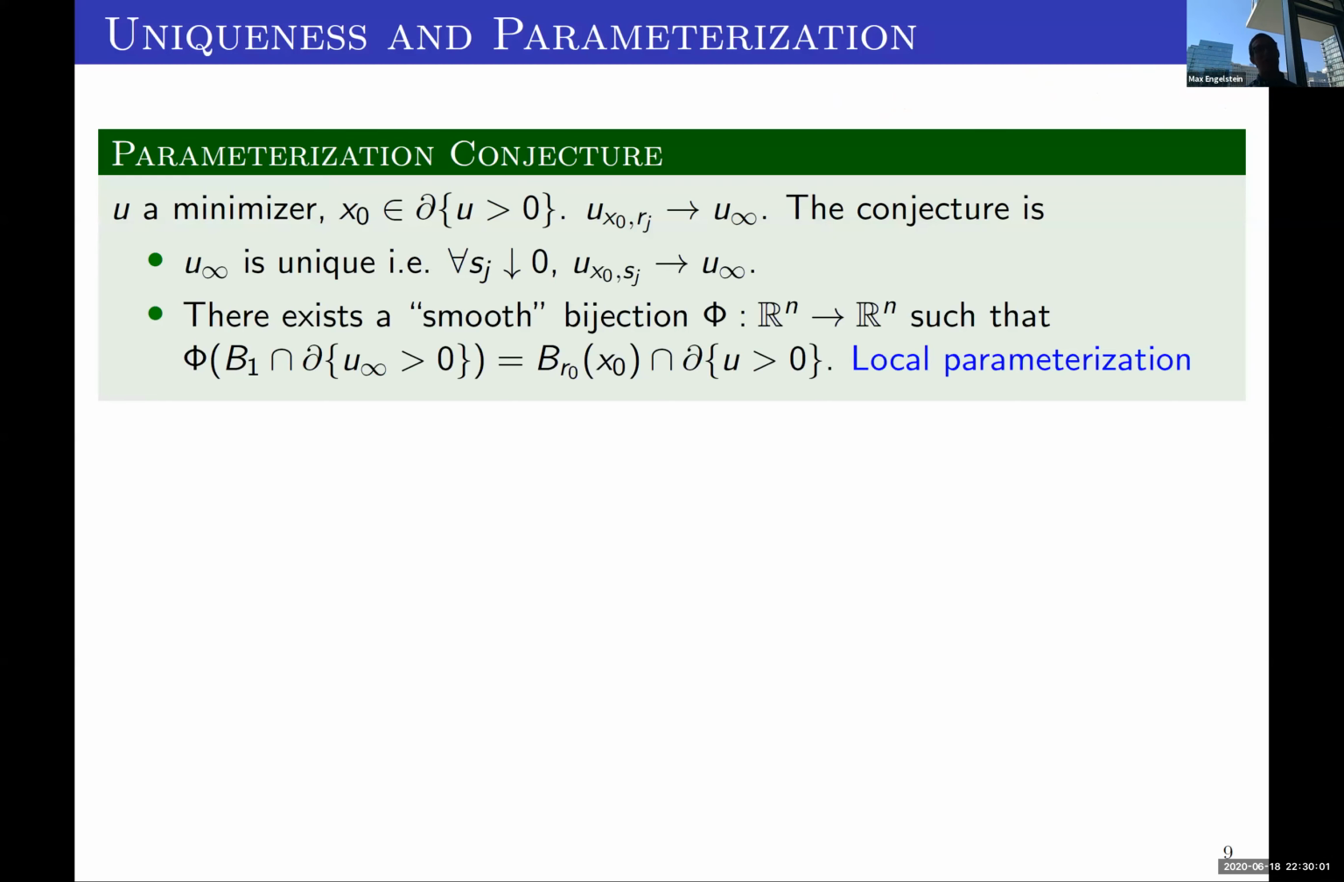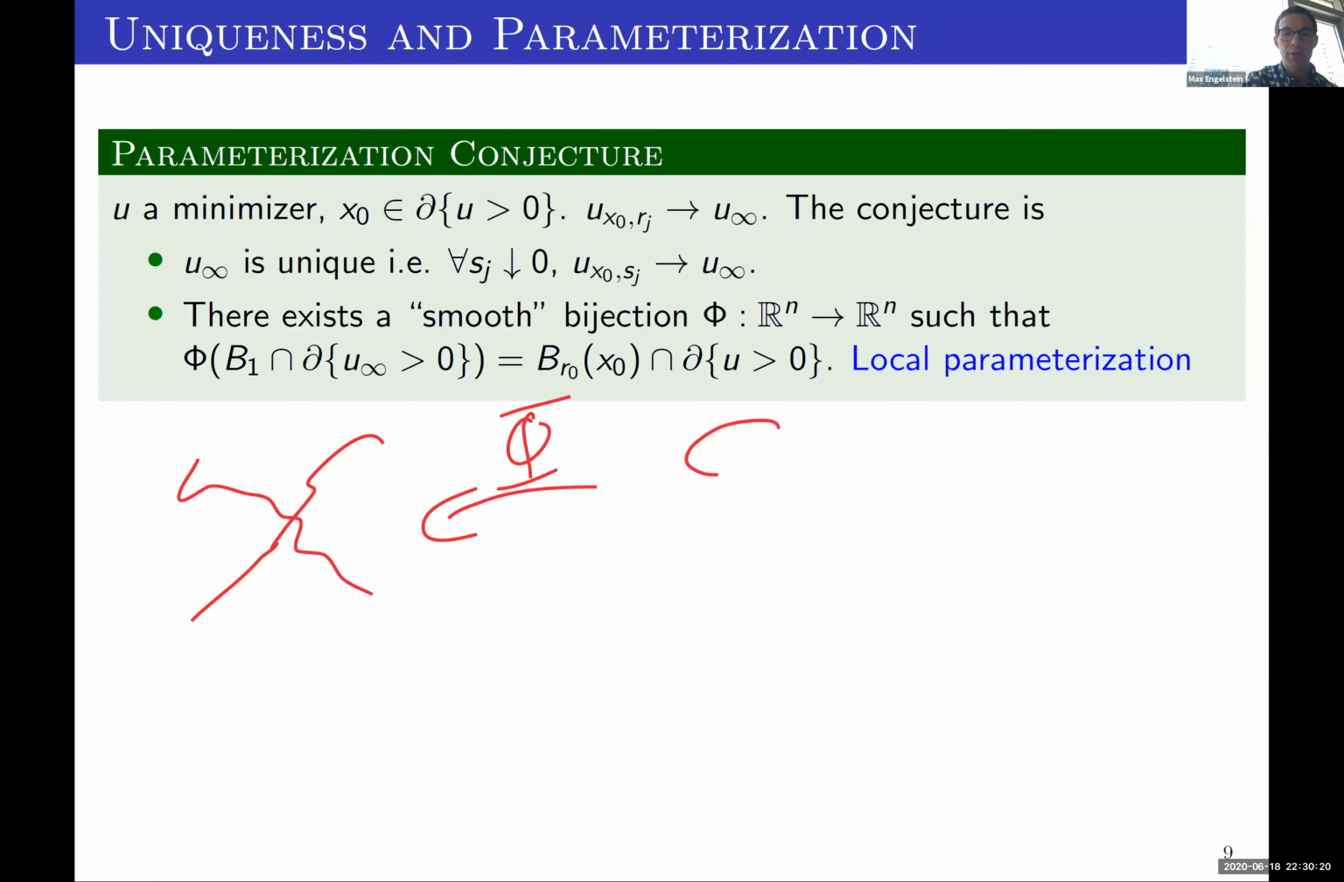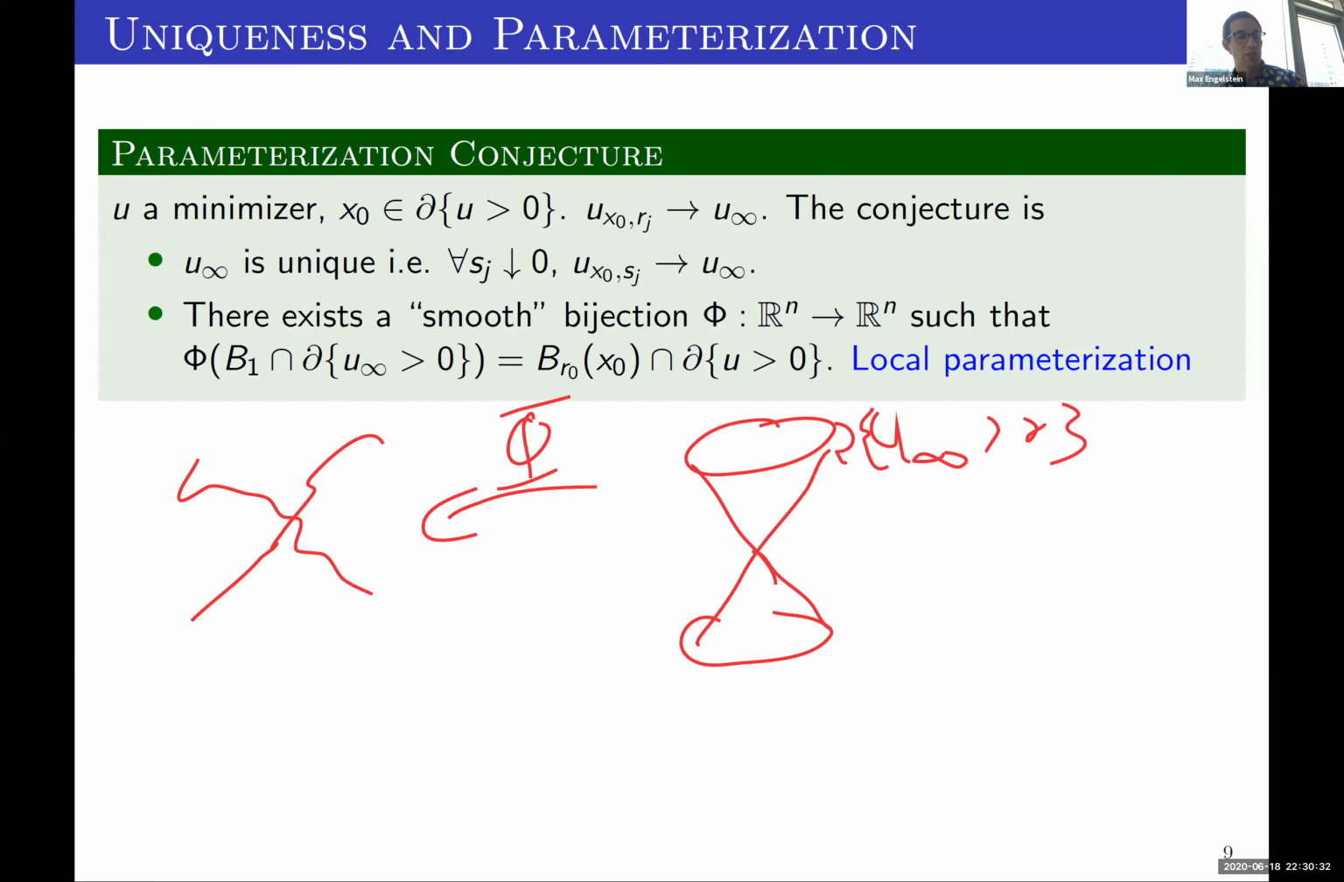And then, if we're being very ambitious, and why not, it's a conjecture, we can hope there's a smooth bijection in the ambient space. And what it does is it takes your original free boundary and writes it as the map of the free boundary of your limit, right? So this is u_infinity greater than 0. So you have some ambient map here for the free boundary of the limit, and you can parameterize locally the free boundary of your original function by the free boundary of your limit. This would be the ideal thing.